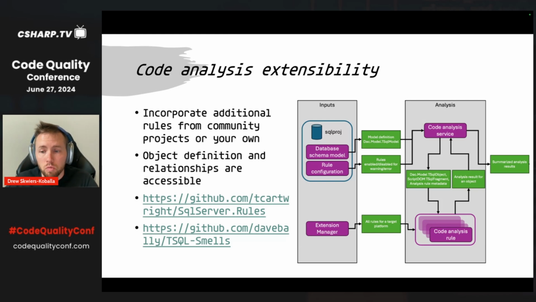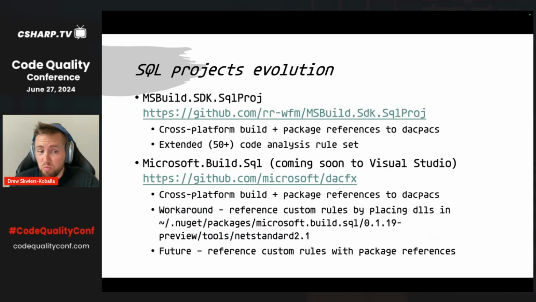Have those custom rules. You get the analysis results as a part of a build. So that becomes part of your CI, and then you're all set. This is one of the best times to be hopping in on code analysis for SQL because we are bringing package references for custom rules to that build SDK right as it starts to land into Visual Studio very, very soon. So it's like best timing ever.